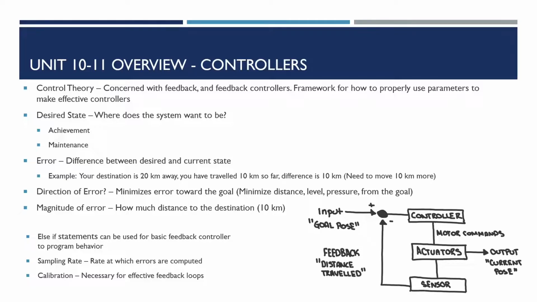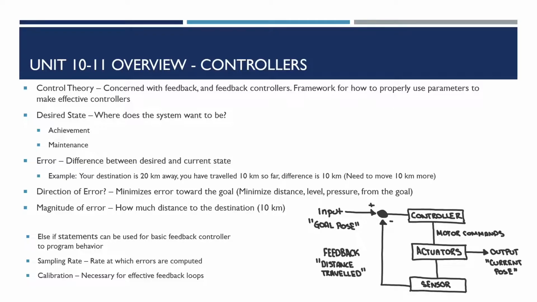We're concerned here with the desired state, such as where a system wants to be, and this is broken into two areas, achievement and maintenance. The error is used to calculate the difference between the desired and current state. For example, you are 20 kilometers away, you have traveled 10 kilometers so far, so the distance is 10 kilometers to where you need to be.